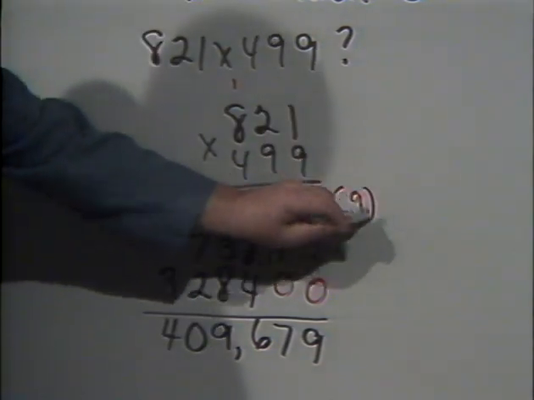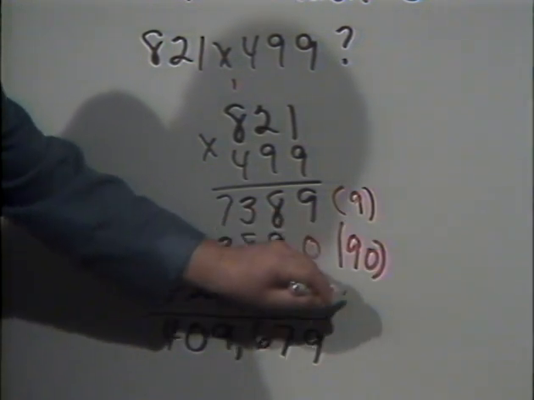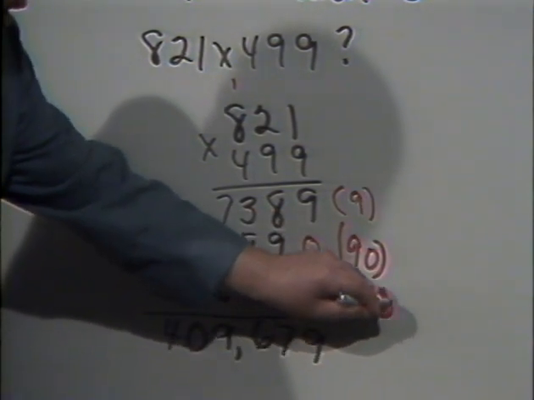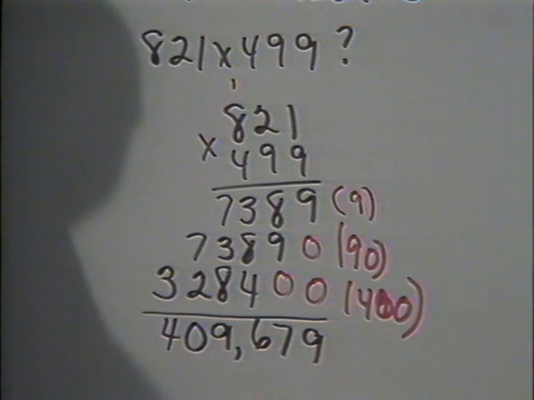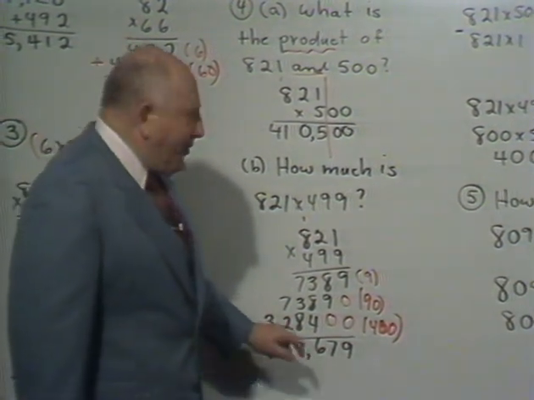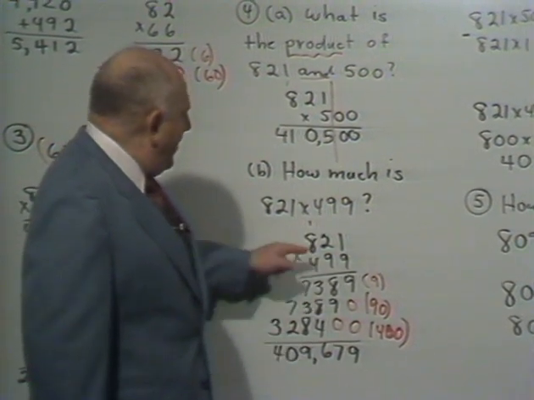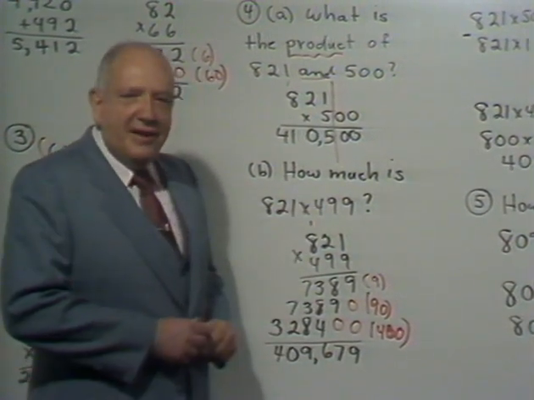This is the sum of 9 821s. This is 90 more, and this is 400 more. See, this is the sum of 499 821s. If I was counting by 821s, 409,679 would be the 499th number I came to.